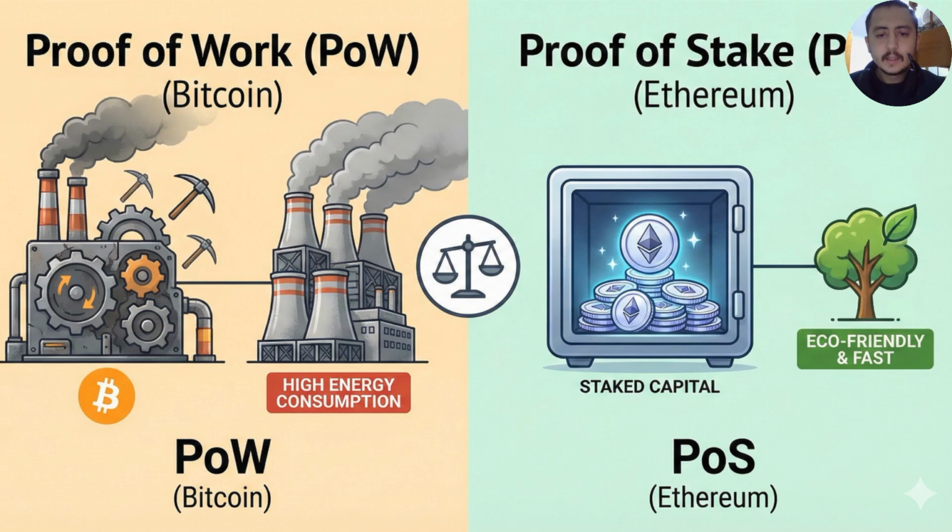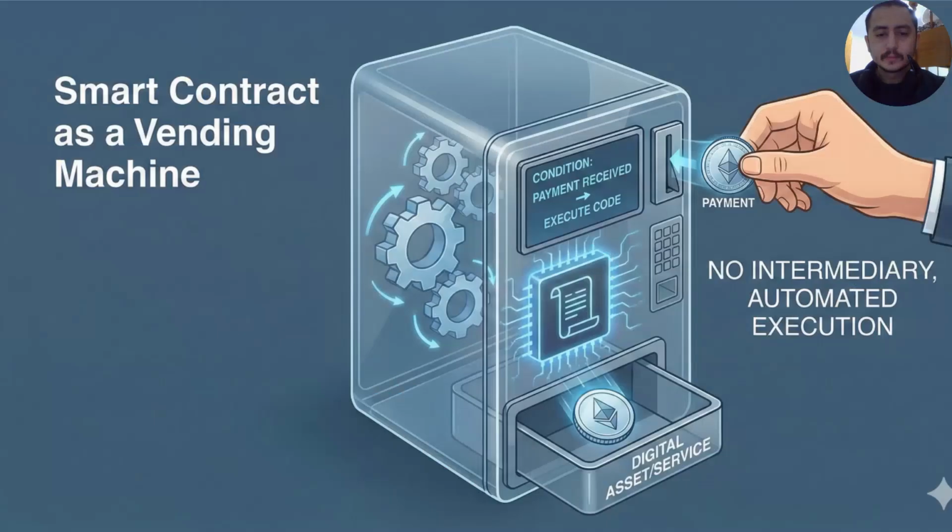Second, proof of stake. This is the modern approach used by Ethereum. Instead of burning energy, validators lock up their own capital as collateral. It is essentially an economic security model that is much faster and eco-friendly. In short, one secures the network through energy, the other through capital.